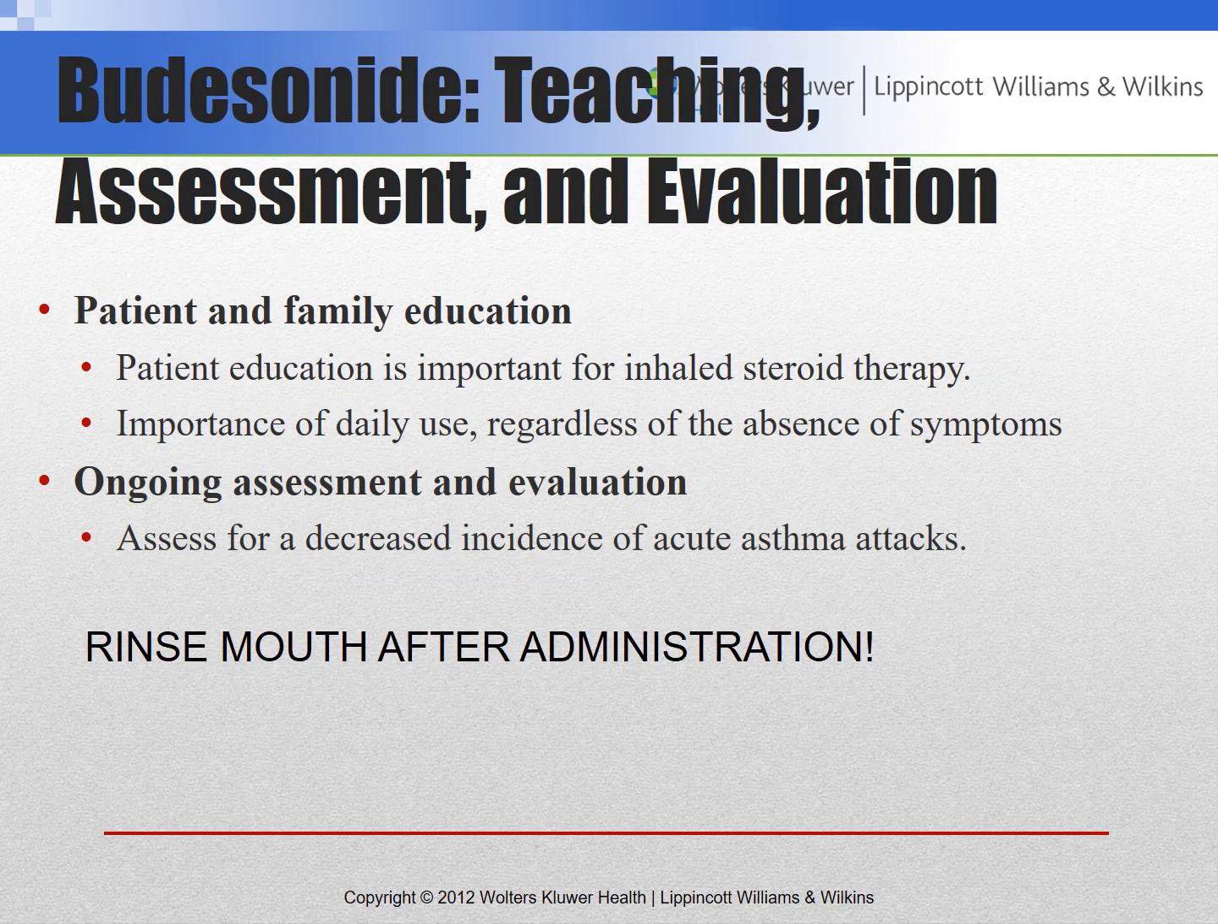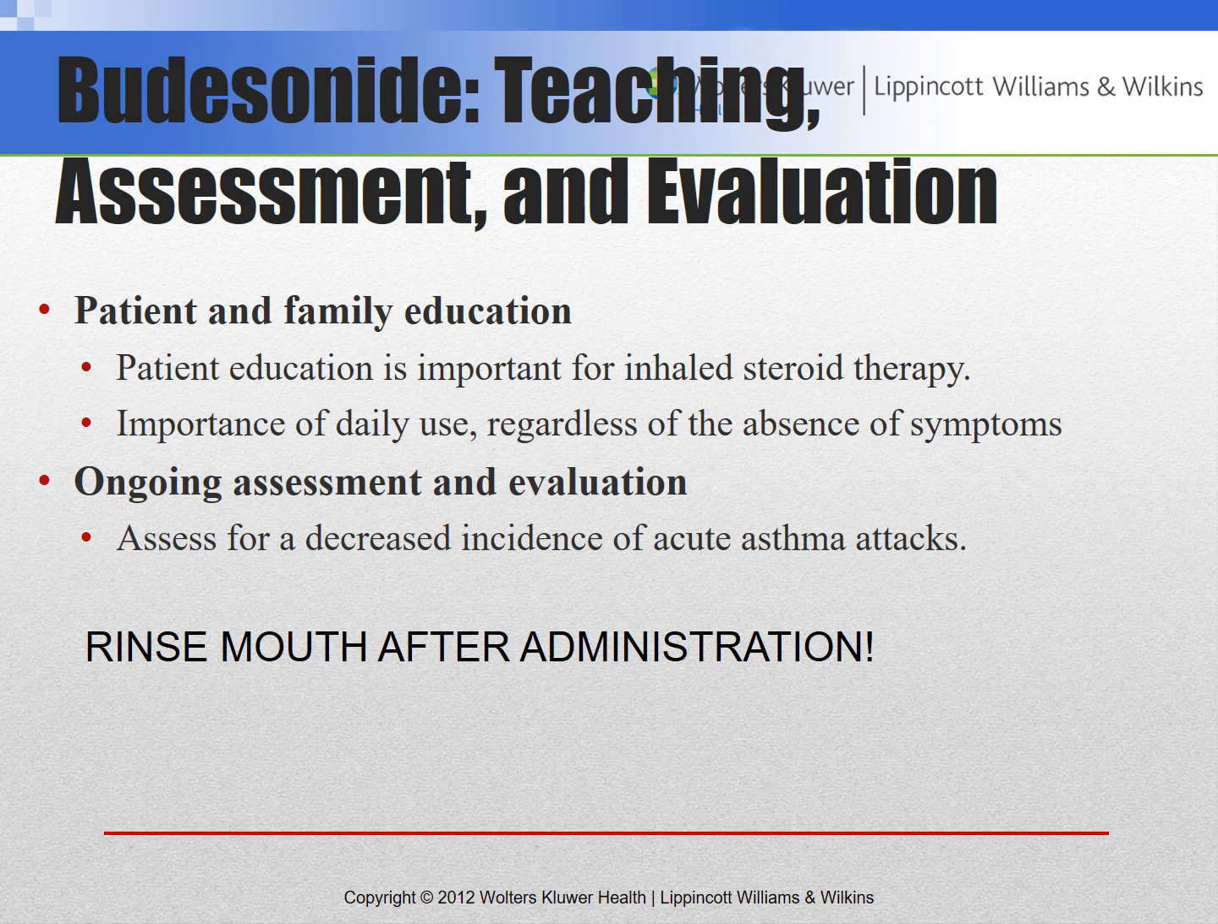Patient and family education is important for inhaled steroid therapy, to explain things to them. Also, the importance of daily use regardless of the absence of symptoms. The biggest one that you want to teach them about is to rinse their mouth after administering the drug. Just take some water, rinse it around in their mouth and spit it out, because they definitely need to do that so that they don't end up getting thrush, that fungal infection in the mouth.